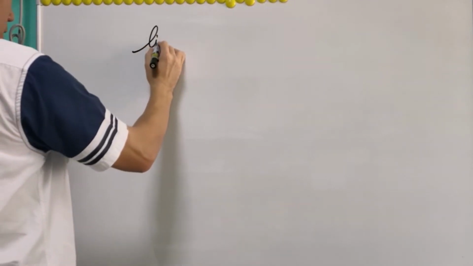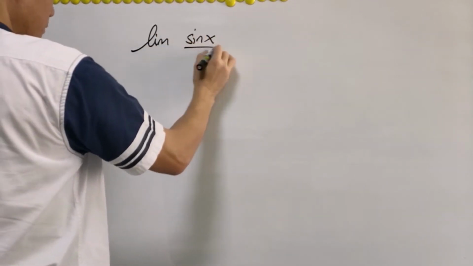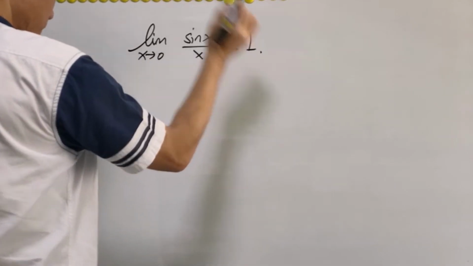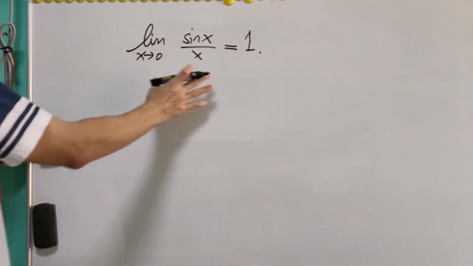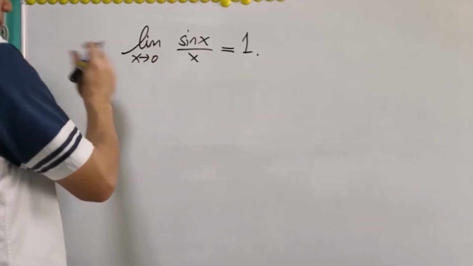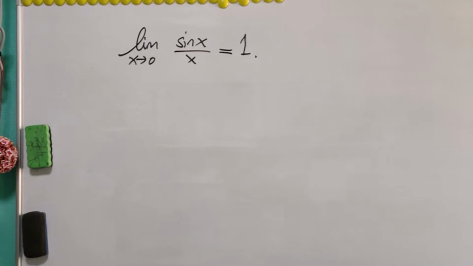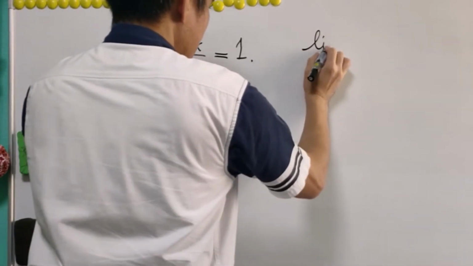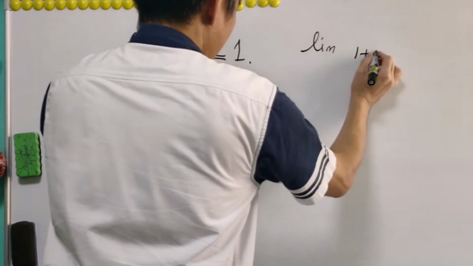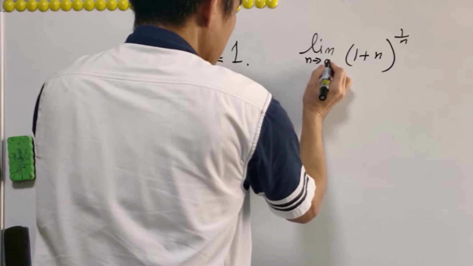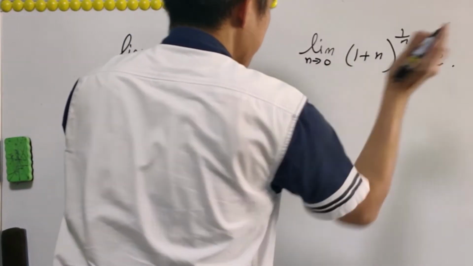It is well known that the limit of sine x over x when x tends to 0 is equal to 1. Now we are going to use this result to generate some interesting questions on limits. One of the questions that we can think of is using the fact that the limit of (1 plus n) to the power of 1 over n when n goes to 0 equals e.